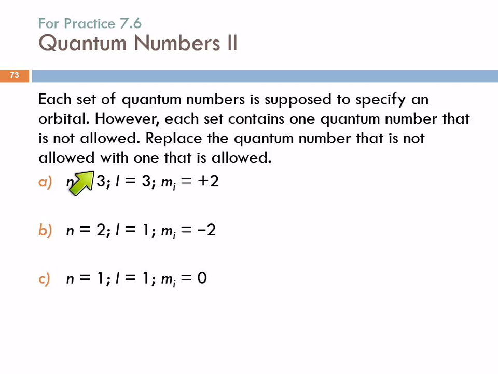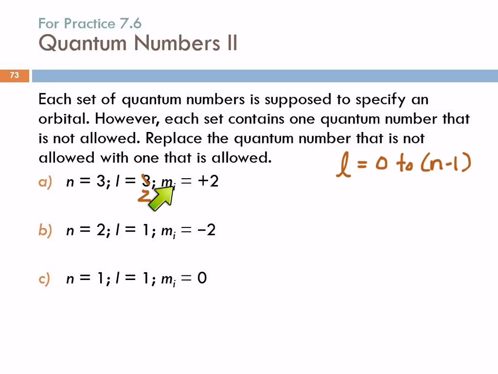Well, n equals 3. Can you have n equals 3? Sure. If n equals 3, can you have L equals 3? No, because L equals 0 to n minus 1. So what's the largest value of L that you can have? 2. So we could replace this with 2. We could replace it with 1 or 0 also. Those are also allowed.